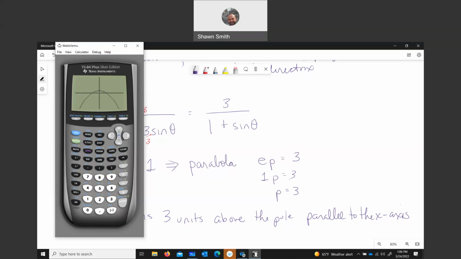So again, pluses are either going to be above or to the right. Above would be for sines, to the right for cosine. Minuses would be below for sines, and to the left for cosine. All right, so that's pretty much all. I do ask one test question for this one. I give you one, and you just tell me above or below, or left or right, how many units from the pole, parallel or perpendicular.